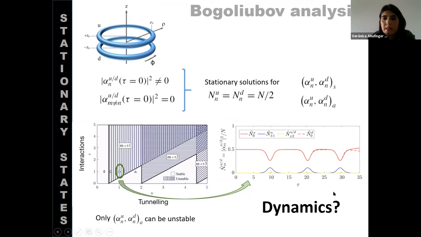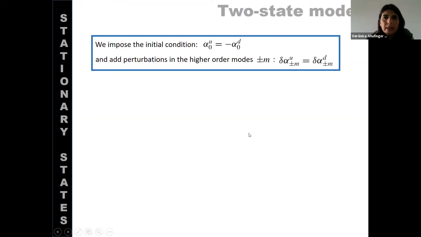So let me just show you the assumptions that we have made in order to derive this model. We impose as initial condition that each of the rings is populated with the non-rotating state and with a phase difference of pi. And we add perturbations in higher order modes plus minus m, with orbital angular momentum plus minus m. And these perturbations are equal in both rings.